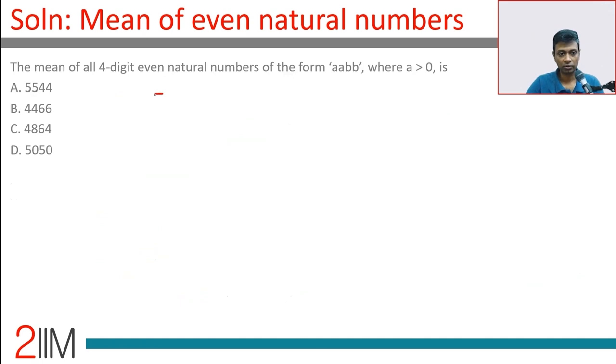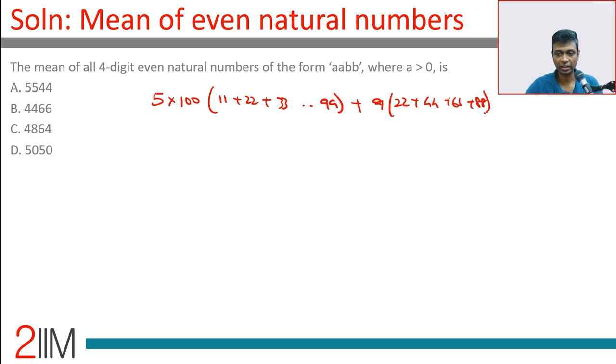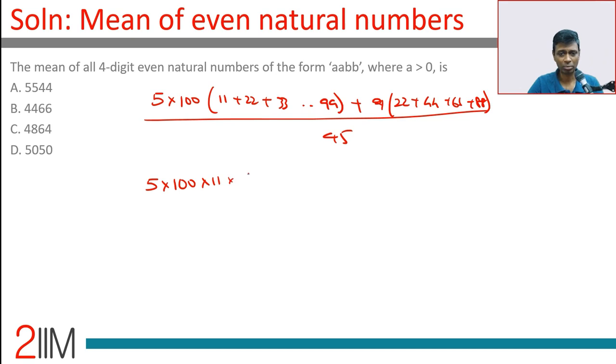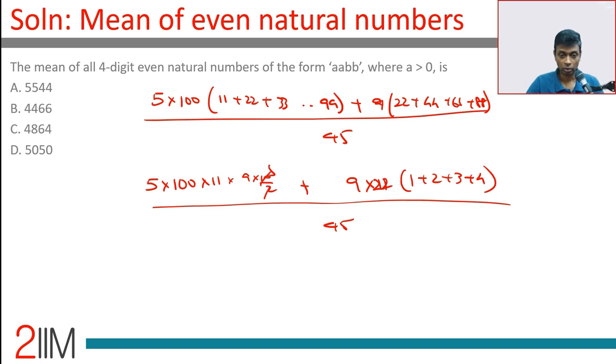5 into hundreds times 11 plus 22 plus 33 all the way to 99, plus 9 times 22 plus 44 plus 66 plus 88, divided by 45. Let's take the numerator. 5 into 100 into 11 into 1 plus 2 plus 3 till 9, which is 9 into 10 by 2, plus 9 into 22 into 1 plus 2 plus 3 plus 4. Divided by 45. 10 by 2 is 5. 9 into 5 is 45. This is 9 into 22 into 10. 9 into 5 is 45. So make it 2. This 45 disappears. So we have 5 into 11, 55 into 100, plus 22 into 2. 5500 plus 44, 5544. Lovely.